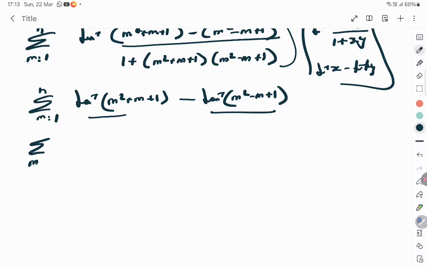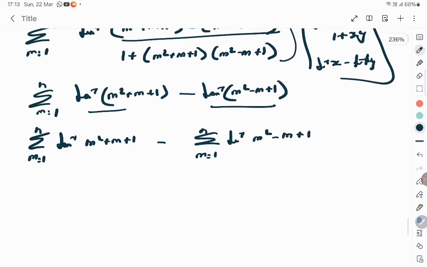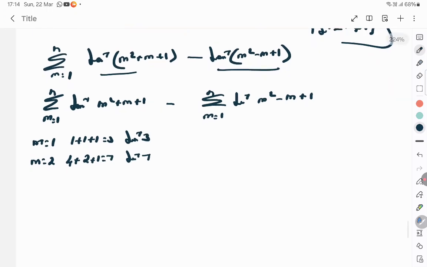There's a summation of m equal to 1 to n of tan inverse of (m square plus m plus 1), minus the summation of m equal to 1 to n of tan inverse of (m square minus m plus 1), in which a summation simply means you substitute 1, 2, 3, all these values. When you substitute m equal to 1, on the left hand side it becomes 1 plus 1 plus 1, which is 3, so tan inverse of 3. When you put m equal to 2, it's 4 plus 2 plus 1, which is 7, so tan inverse of 7.